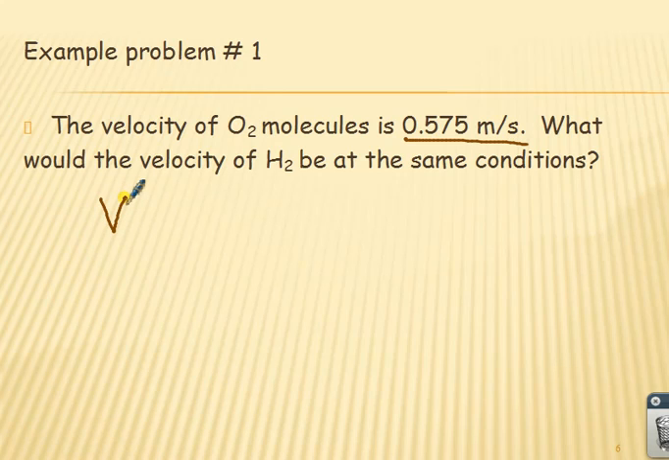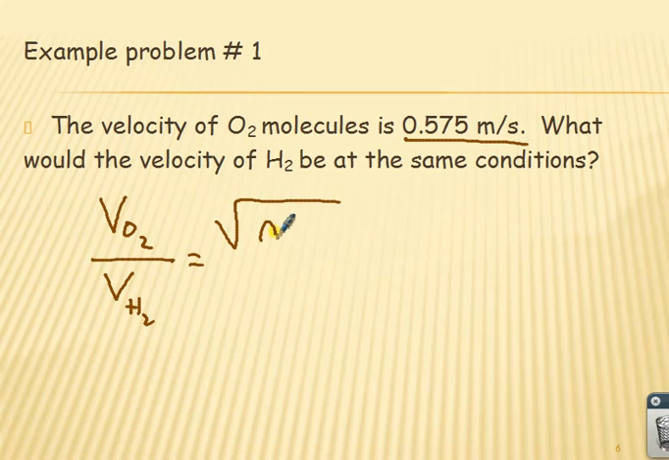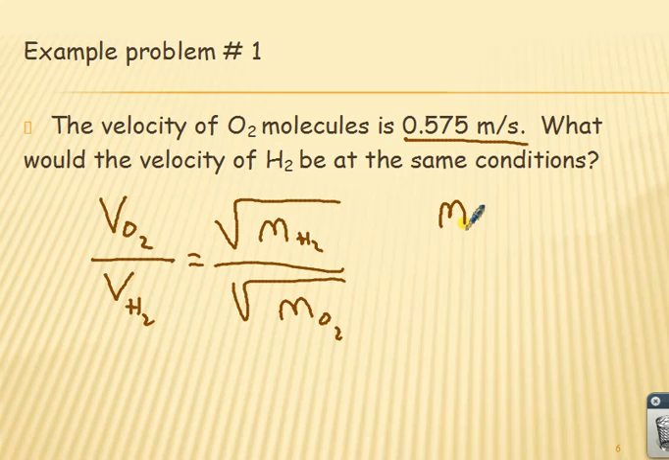So the velocity of O2 compared to the velocity of H2 is equal to the square root of the mass of H2 over the square root of the mass of O2. Or, in this particular problem, we could just leave it this way: the mass of O2 times the velocity squared of O2 is equal to the mass of H2 times the velocity squared of H2. And just plug those numbers in. So this one's a pretty straightforward plug and chug.